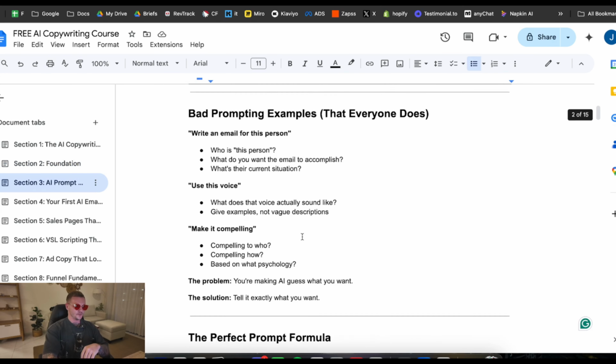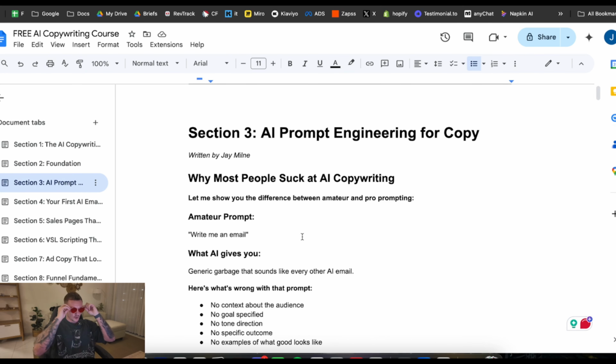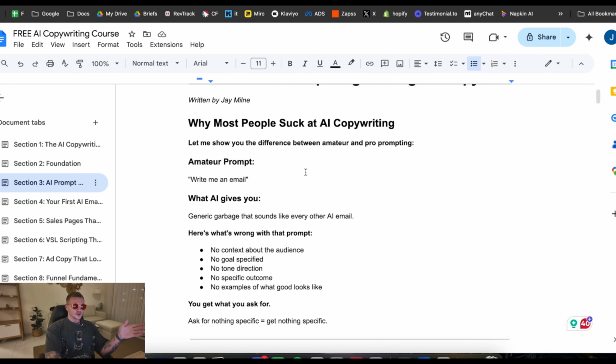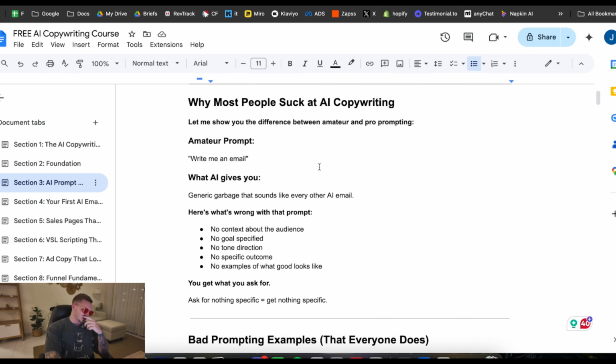Section 3, AI prompt engineering for copy. So this is why most people suck at AI copywriting. Let me show you the difference between amateur and pro prompting.